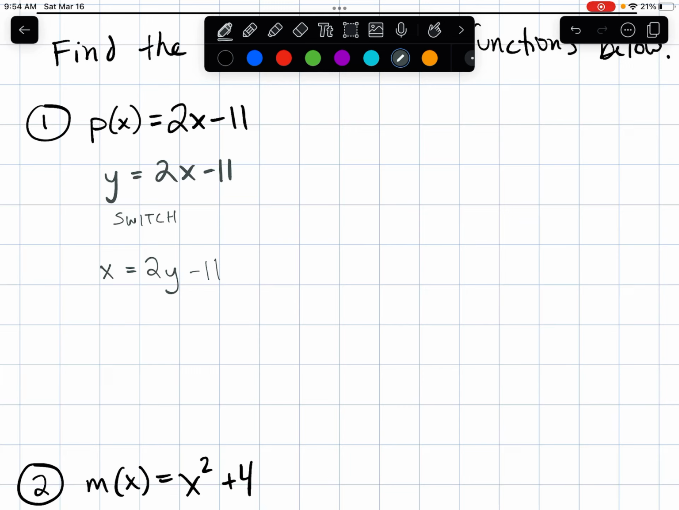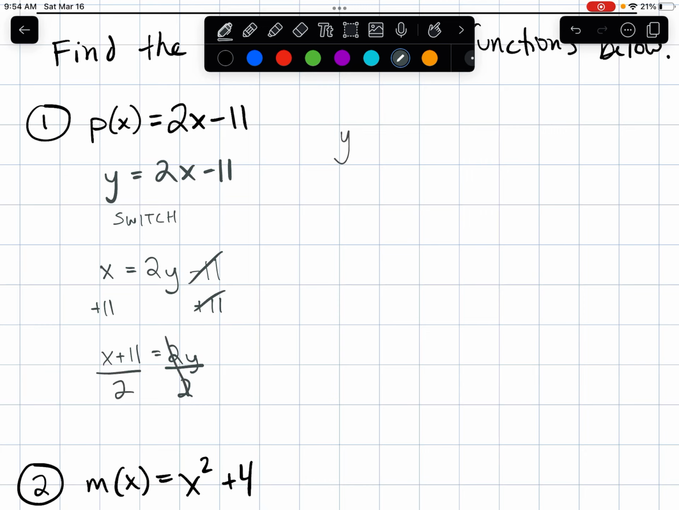All right, so we've done the switch. Now I'm going to go ahead and solve for y. So I'm going to have to add 11 on both sides. So now we have x plus 11 equals 2y. Now what I want to do is I want to go ahead and divide both sides by 2.